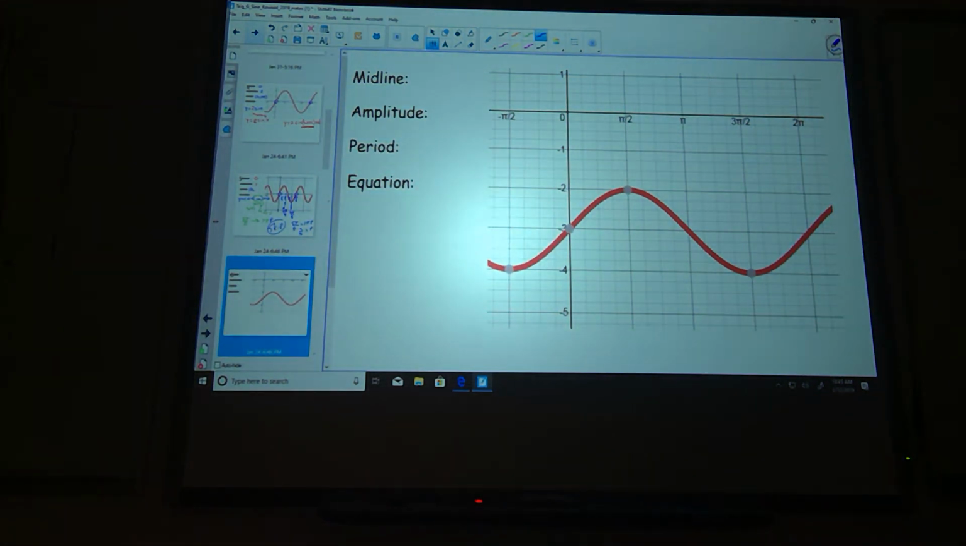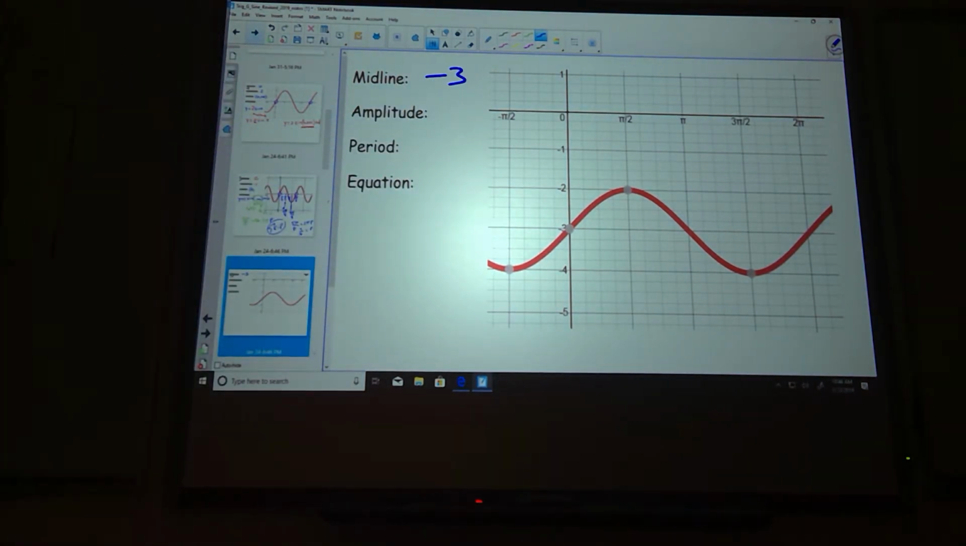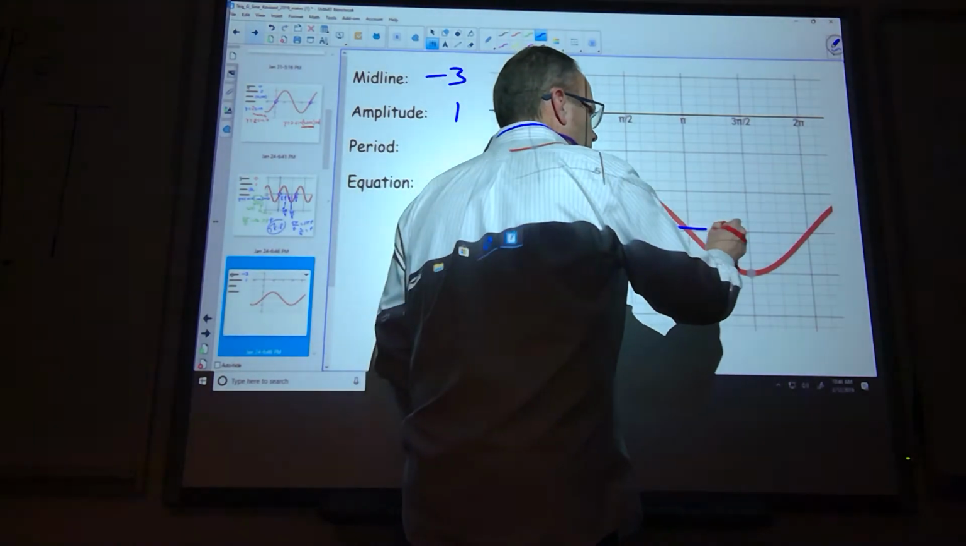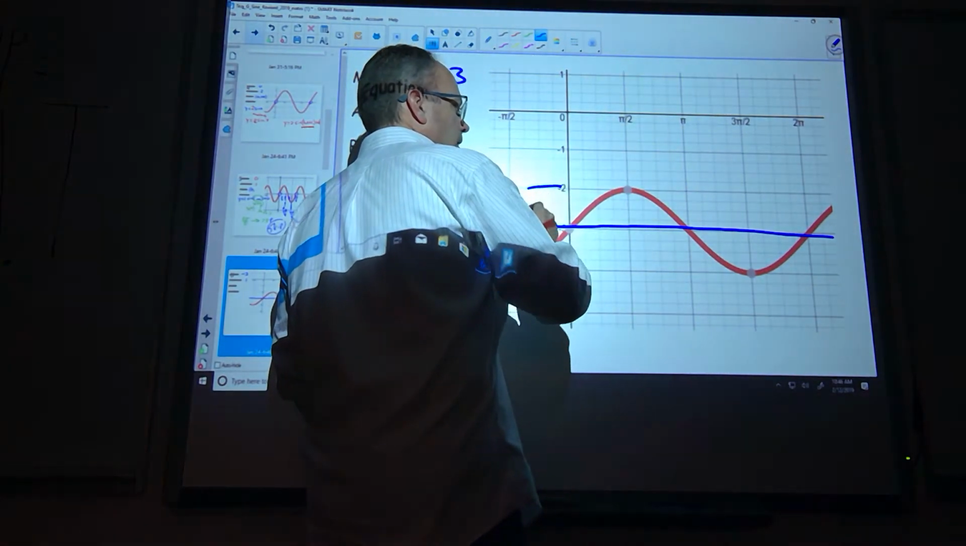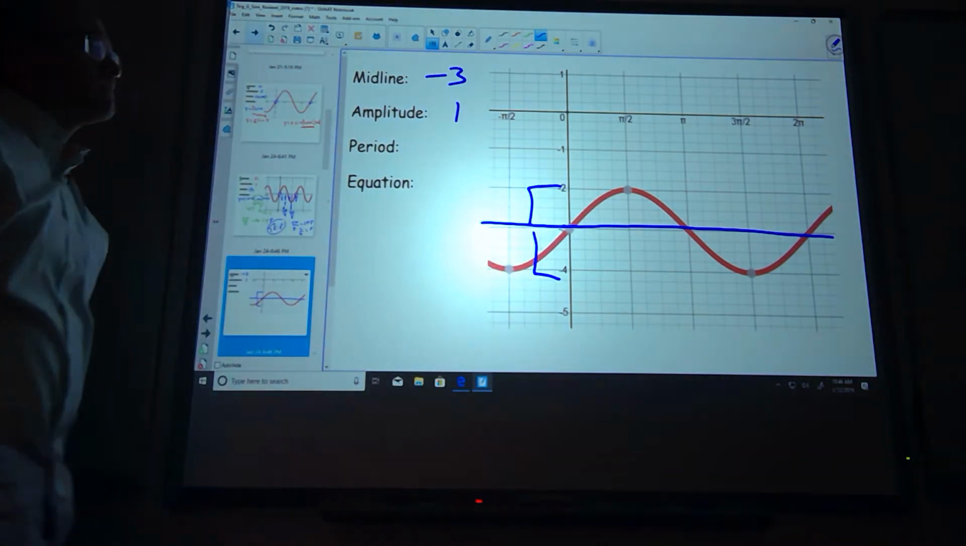Has my midline shifted on this one? Yes. What does it look like my midline would be if you had to take it? -3. -3, okay. So now let me ask you this. How high above and how far below my midline am I going to go? Just one. Yeah, I go one above it and one below it. So my amplitude's still 1. Does that seem okay? So again, we're calling this our new midline. So I went 1 above it and 1 below it. Does that make sense?